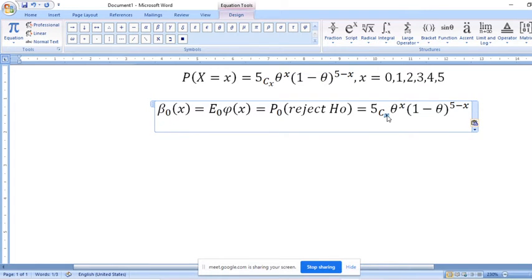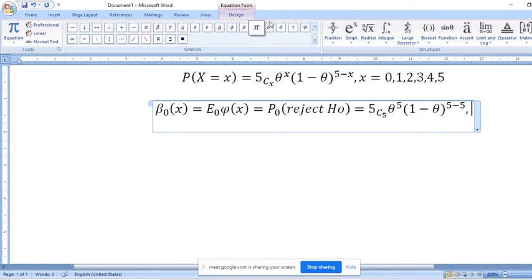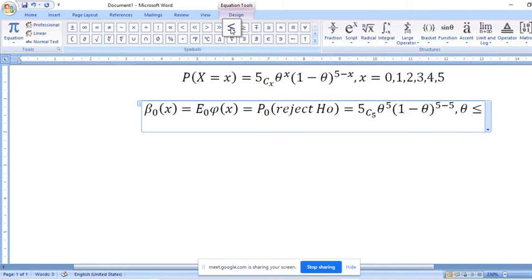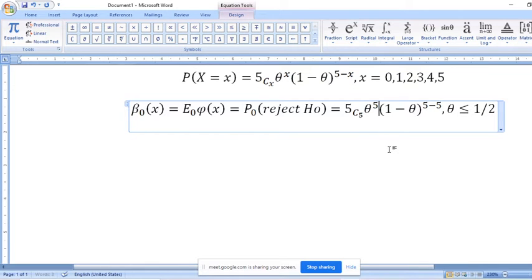Keeping x equal to small phi, we will get the probability of rejection, because the rejection region contains only one point, that is phi. When theta naught is true, theta is a number less than or equal to 1 by 2. So this is the probability of type 1 error. What is the answer of this?